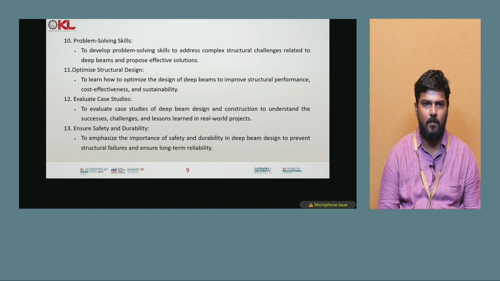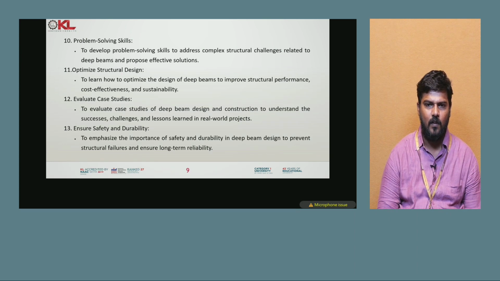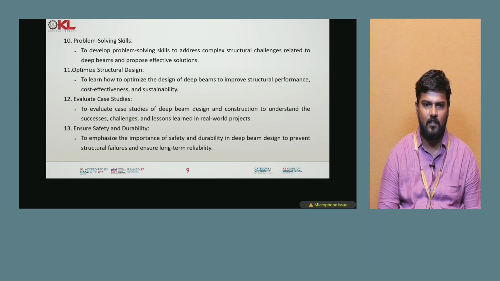And coming to the next one, the problem solving skills to address complex structural challenges related to deep beams and propose effective solutions to improve structural performance, cost effectiveness and sustainability, to understand the successes, challenges and lessons learned in real world problems, to know the importance of safety and durability in deep beam design to prevent structural failures and ensure long time reliability.